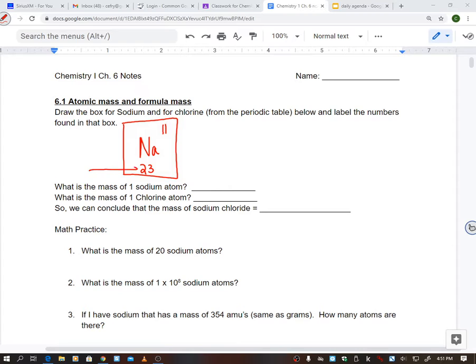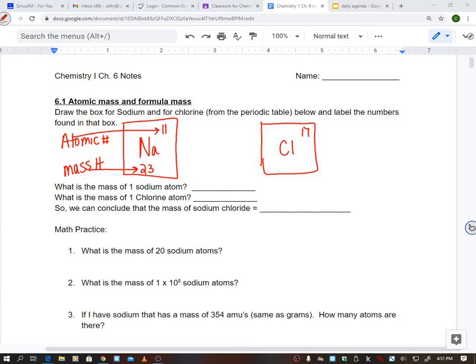Then it says to label these. Label this your mass number, and that is your atomic number. Okay, so that's for sodium. Now let's do chlorine. Chlorine, and its atomic number is 17.